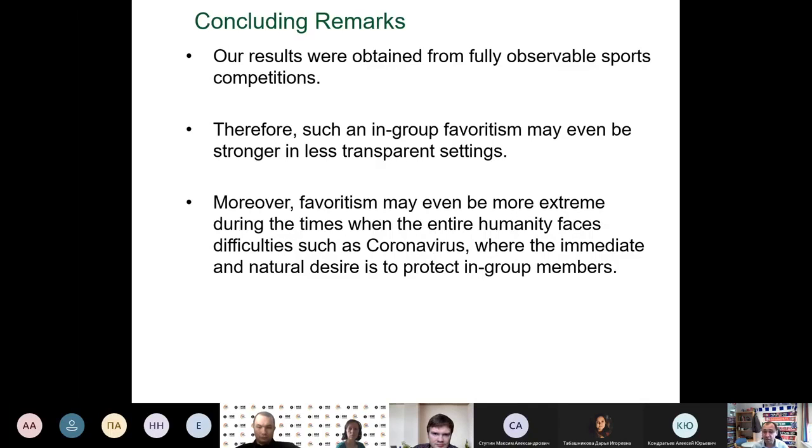But favoritism may even be more extreme during times when the entire humanity faces difficulties such as coronavirus, where the immediate and natural desire is to protect in-group members. For example, some countries want to be vaccinated first in their own countries and only then export the vaccine to other countries.